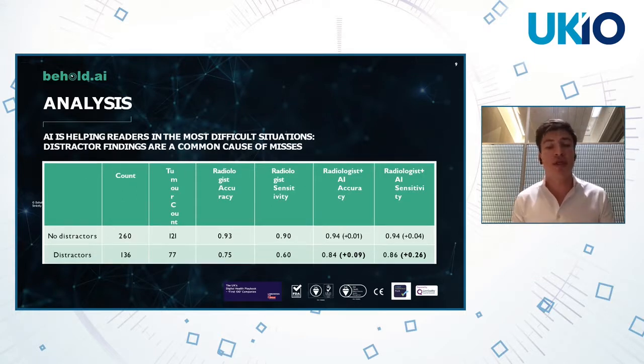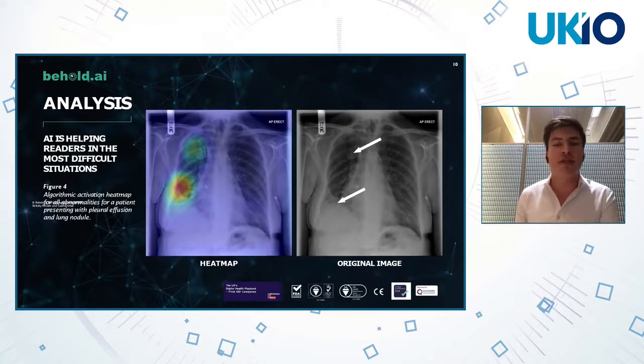Another situation in which we think we can be particularly helpful with this AI algorithm is when there are distractors on the image. When I say distractor, it is for instance having a nodule, but also an effusion or fibrosis. In these situations that are more difficult, obviously, radiology sensitivity is 60 instead of 90 in other situations. And it's when we can improve the most the radiology sensitivity by adding 26 points and bridging the gap between the two situations.